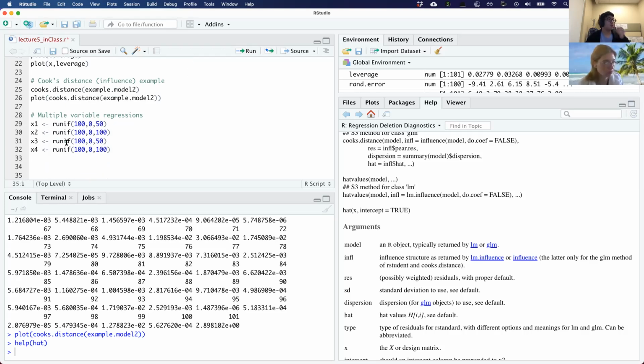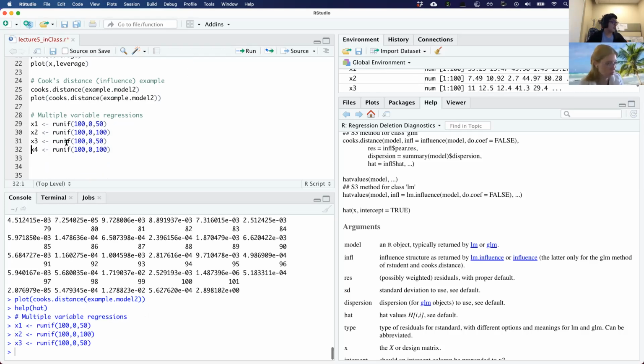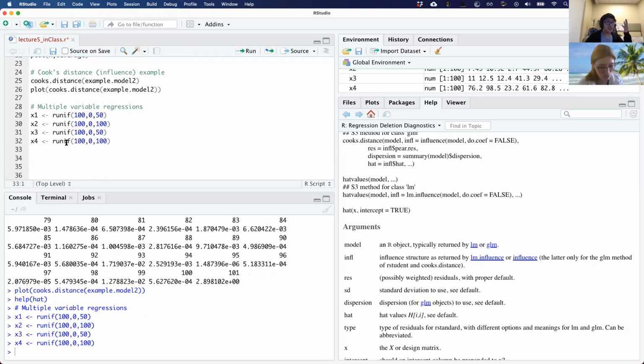All right, so here I am creating 4 vectors of points for my x's. 2 of them, x1 and x3, are distributed randomly between 0 and 50, and x2 and x4 are distributed randomly between 0 and 100. Then we're just going to add some random error into each of the points.